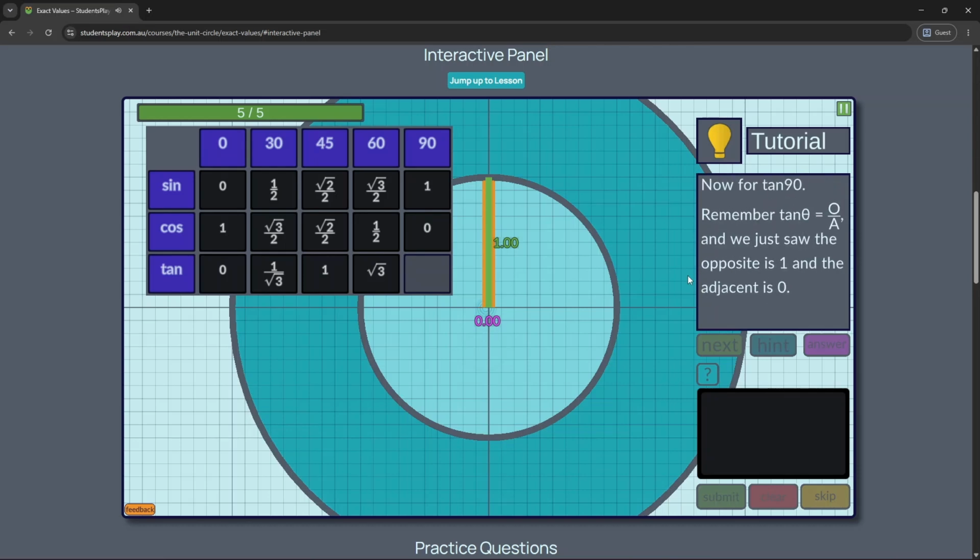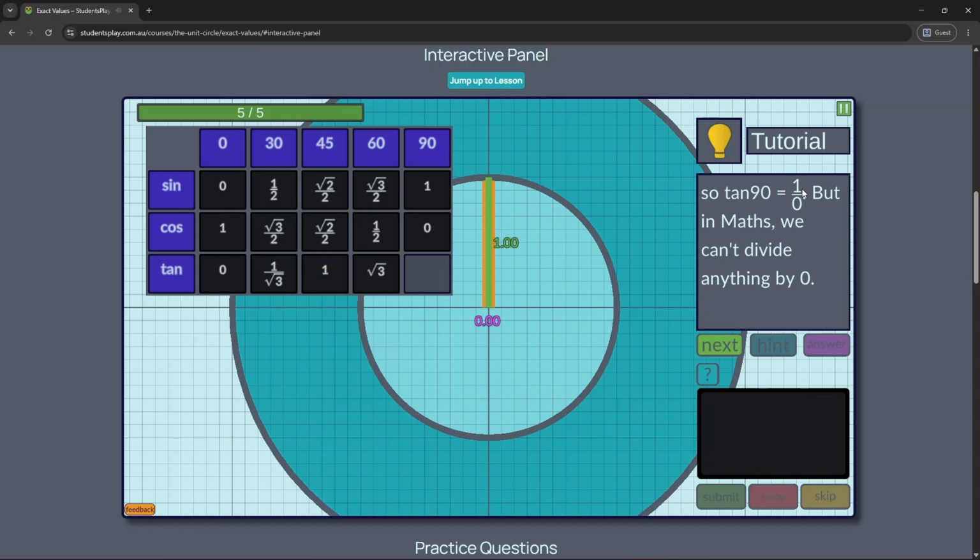Now for tan 90. Remember tan theta equals opposite over adjacent? And we just saw the opposite is 1 and the adjacent is 0. So tan 90 equals 1 over 0. But in maths, we can't divide anything by 0.